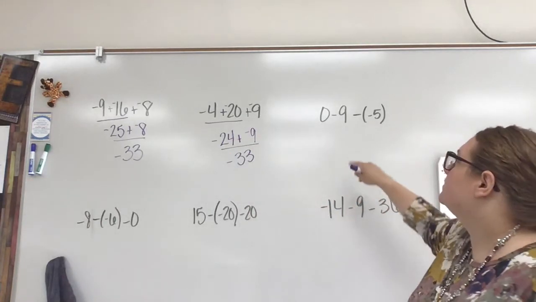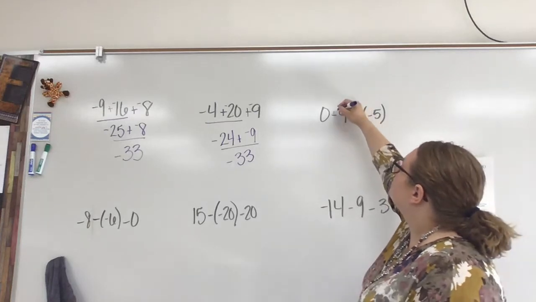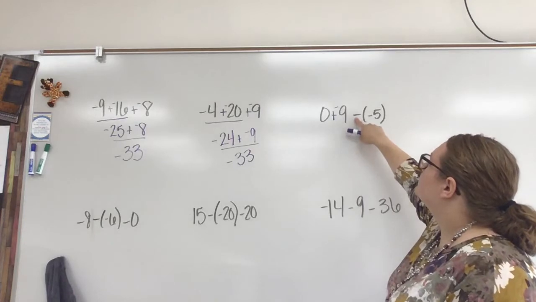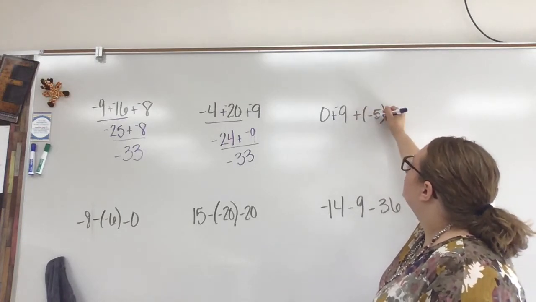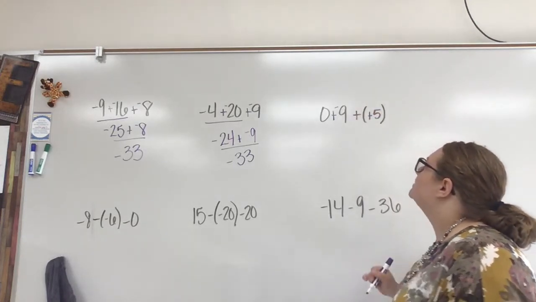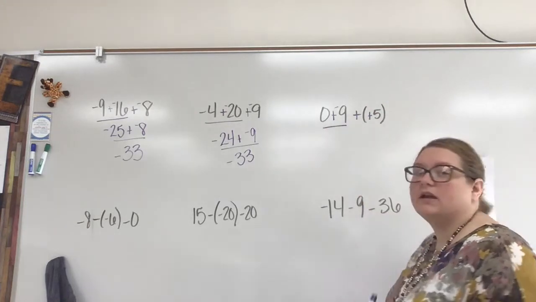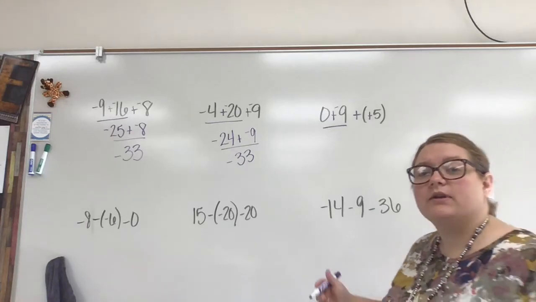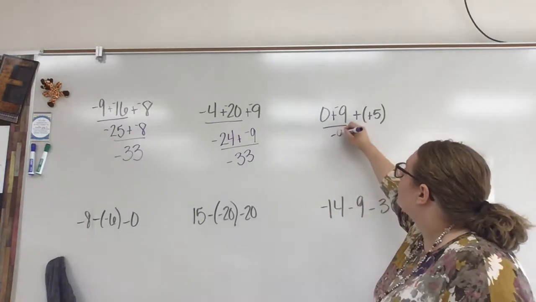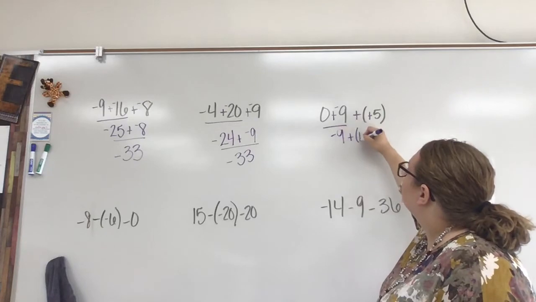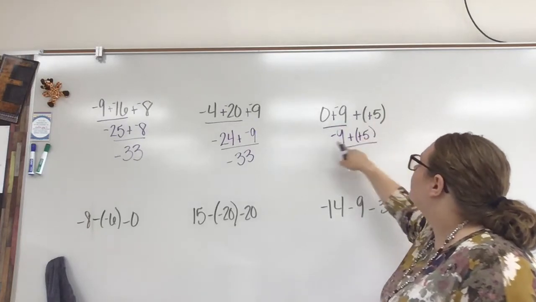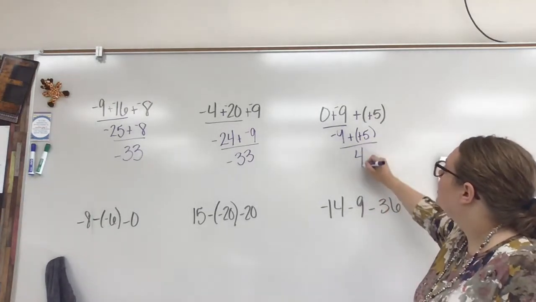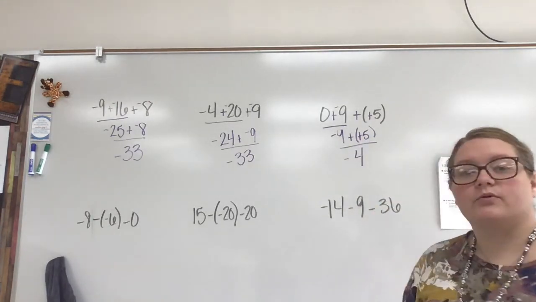On this next one, a little different here. We're going to change the subtraction to addition and change the sign of the next number. Again, subtraction to addition, the next sign will become a positive. So 0 plus -9. Again, subtract. 9 take away 0 is 9. Keep the sign of the larger number. Here we go. We have opposite signs, so again, we subtract. 9 take away 5 is 4. Keep the sign of the larger number, which would be negative.